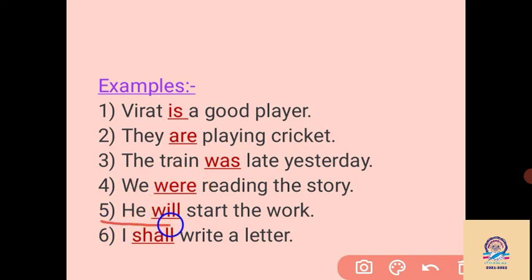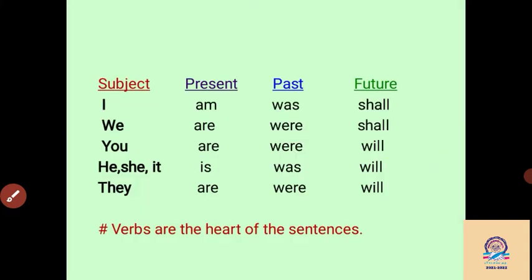Then, he will start the work. So will becomes the auxiliary here. Then, I shall write a letter. So shall becomes the auxiliary, that is, the helping verb. So here is, are, was, were, will, and shall become the auxiliary. We see here when we have to use these auxiliary verbs.